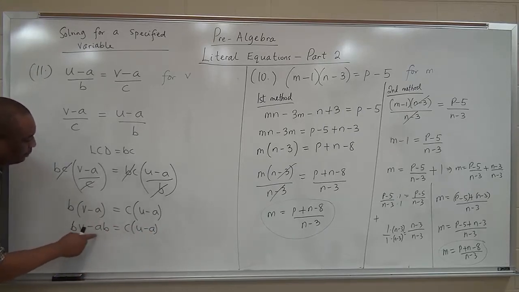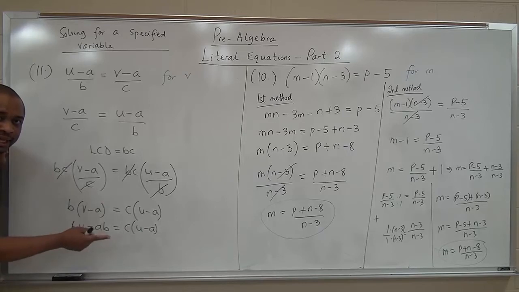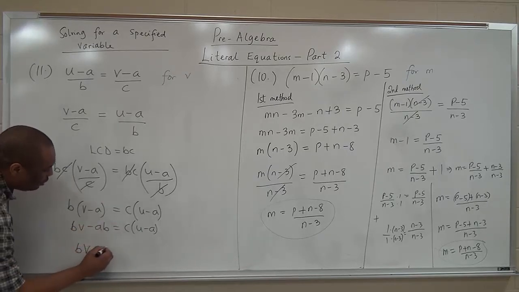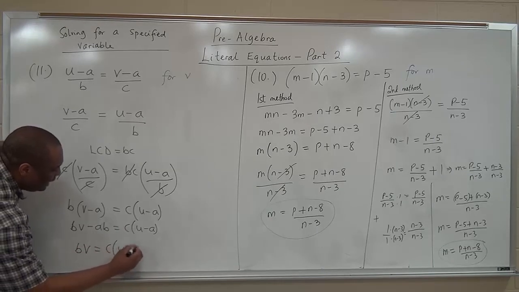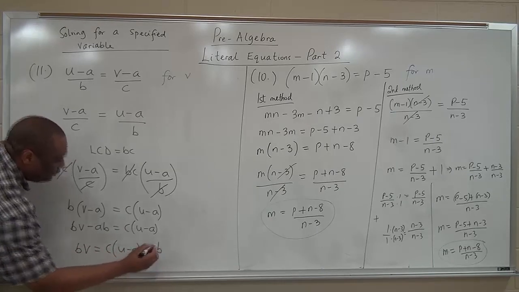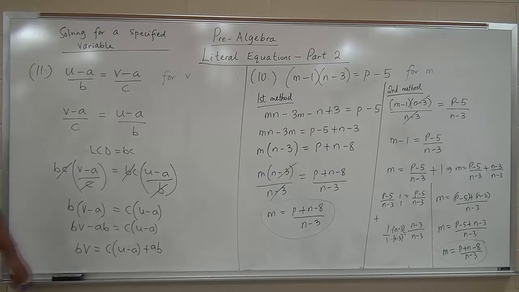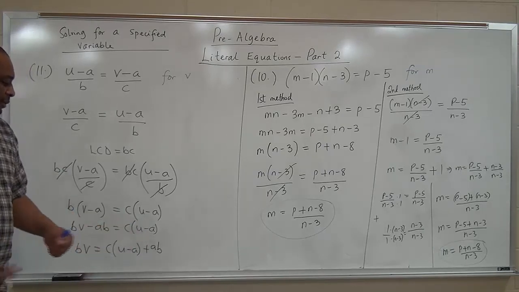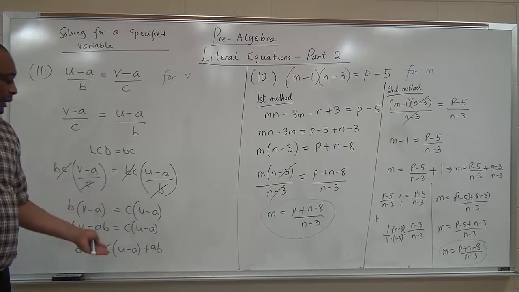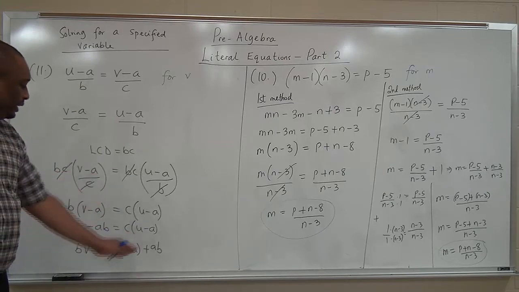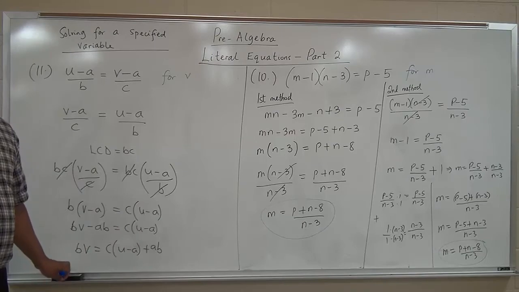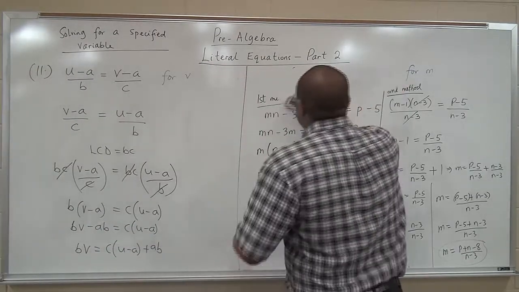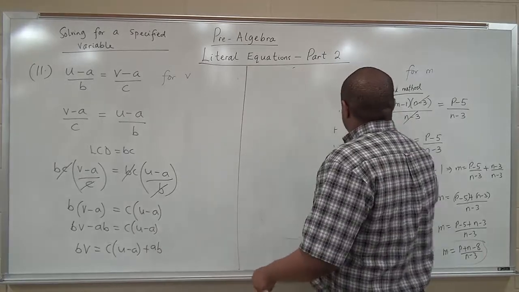So add AB to both sides. We see that BV is equal to C times U minus A plus AB. Right? We want to leave this in factored form. Unless you don't want to, in which case you can just go ahead and distribute it. It does not matter. So let's finish the question.